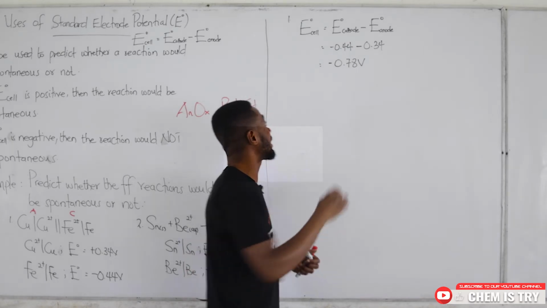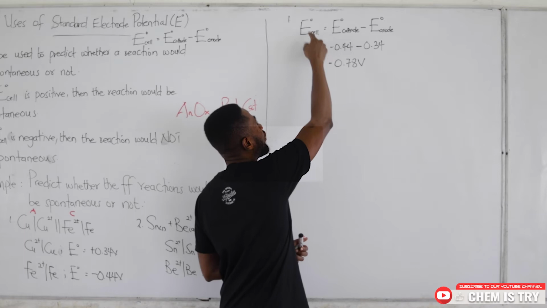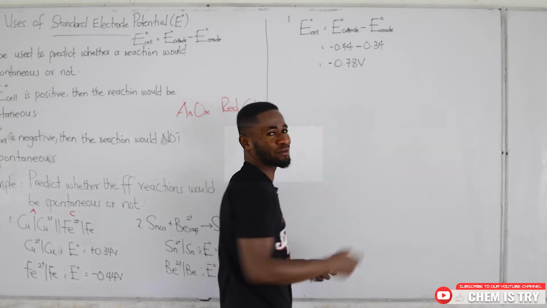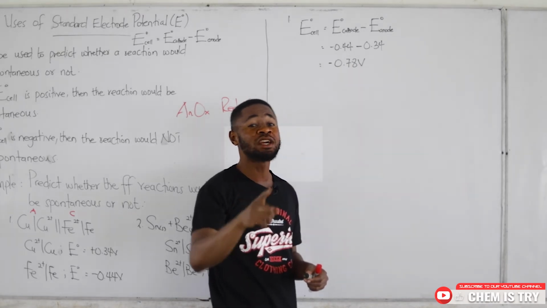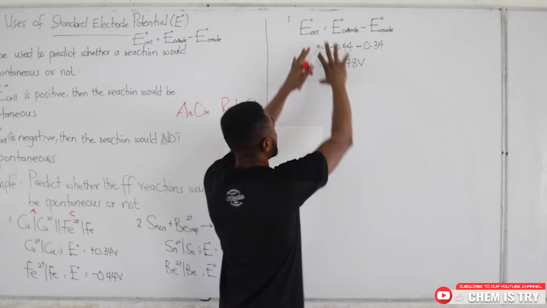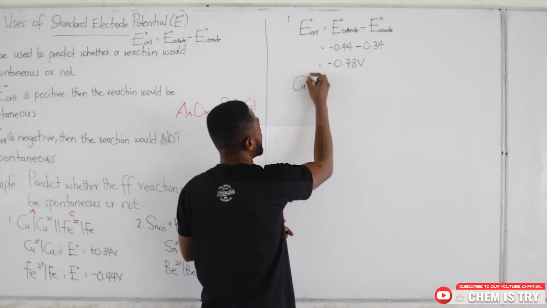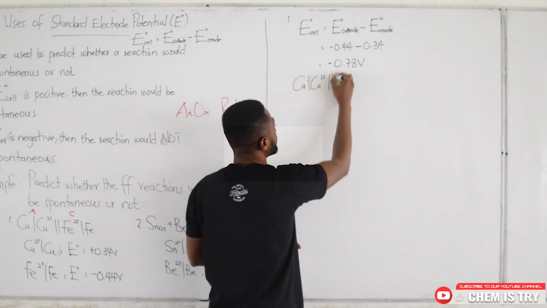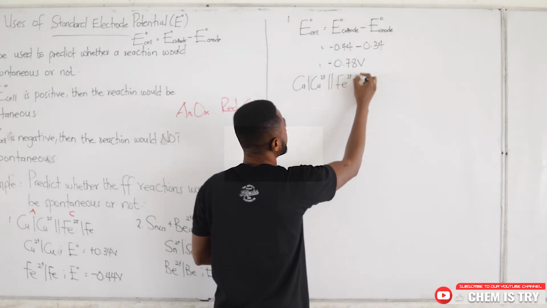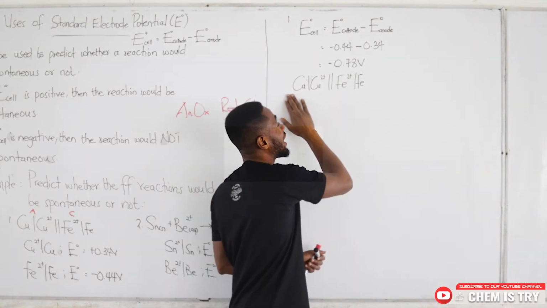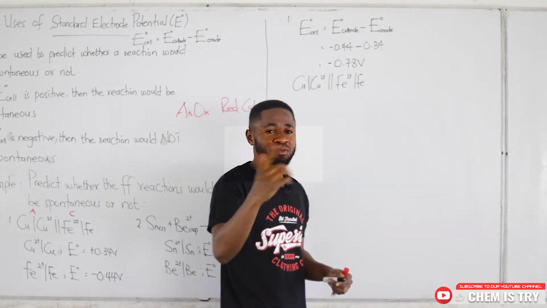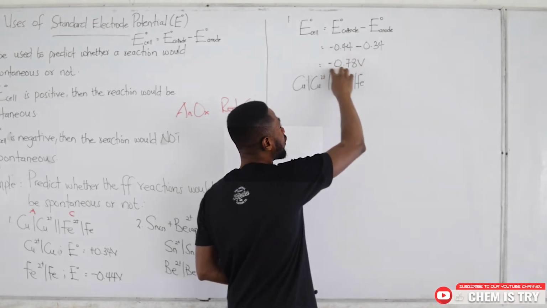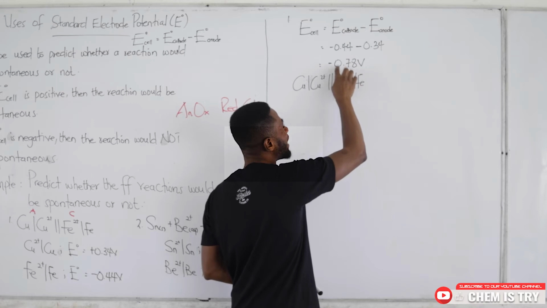What did we say about getting a negative value as our EMF of the cell? We said if our EMF of the cell is negative, it tells us the reaction will not be spontaneous. So this electrochemical cell would not be spontaneous, all because the total EMF of this galvanic cell is going to be a negative value.